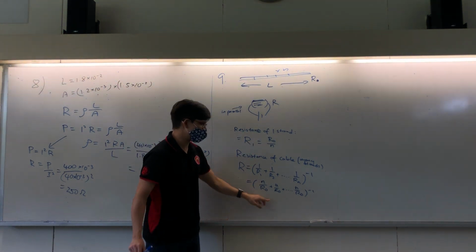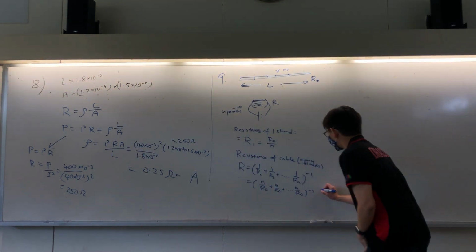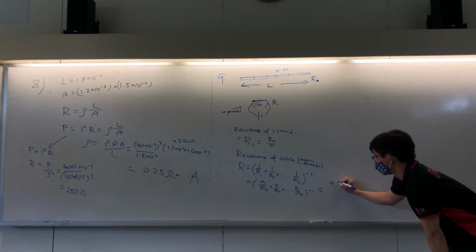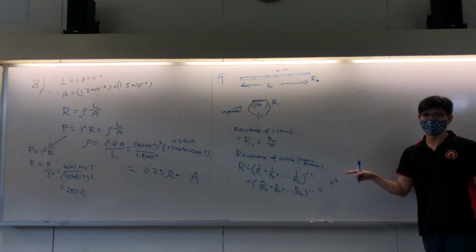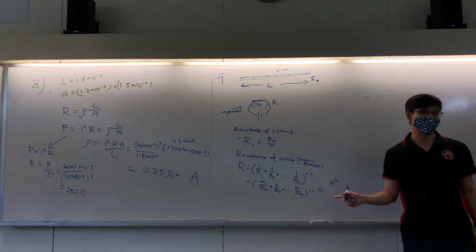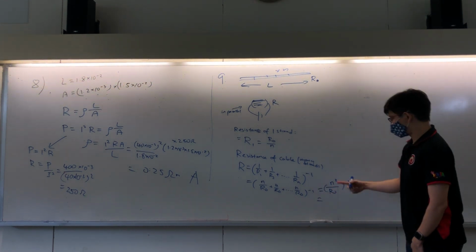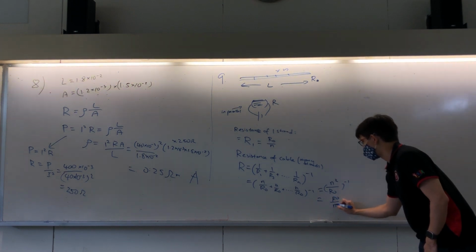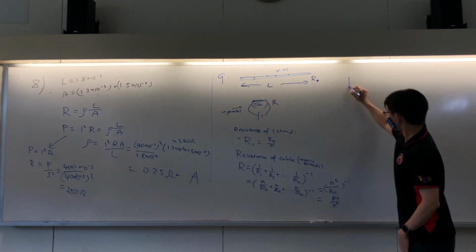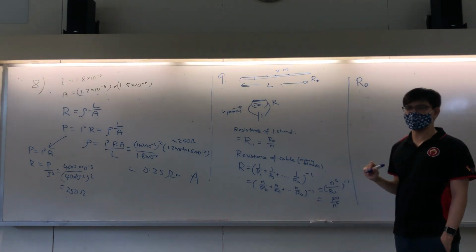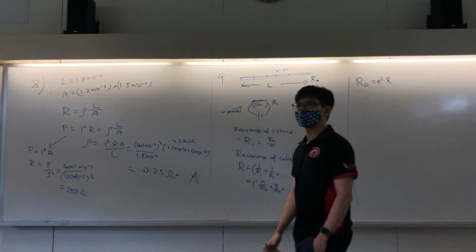So the denominators are all the same, which means I add up n times. So this one becomes n times n, so it's n squared, over R naught, and then inverse. So when I invert this, I end up with R naught over n squared. So if I want to find the original resistance of the wire, R naught, it is just n squared times R. So you get n squared.